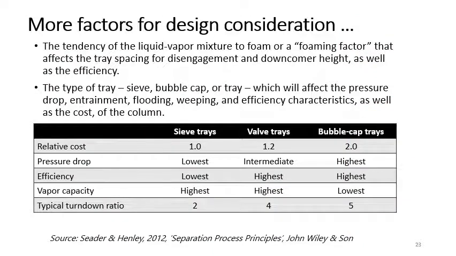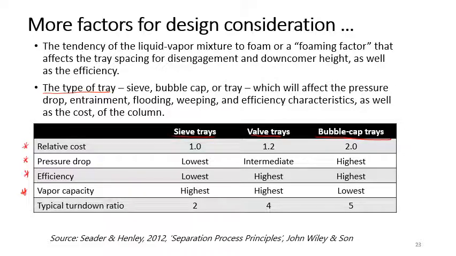Okay, there's a lot of factors that you need to take into account or consider when designing a column. Another factor is the type of tray. So you know, as basic knowledge, you have sieve trays, valve trays, and bubble cap trays. So what kind of trays are you going to choose for your column? You need to take into account these factors: the cost, the pressure drop, efficiency of the column, the vapor capacity, and the turndown ratio.